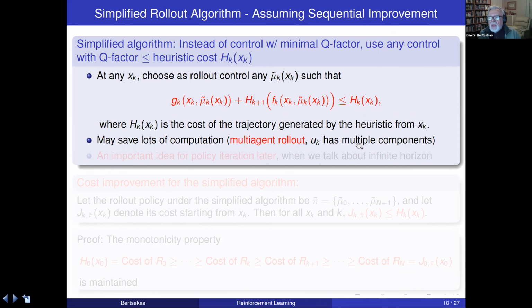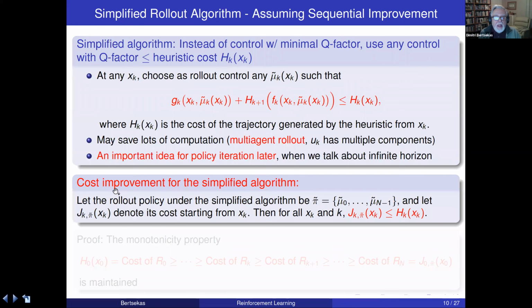Instead, as UK has multiple components, one component per agent, we take one component at a time. We minimize one component at a time, and we look at a very small subset of the total number of possible controls. And an important idea, which we also saw in the context of multi-agent rollout, is that even in this simplified algorithm, we still have cost improvement.